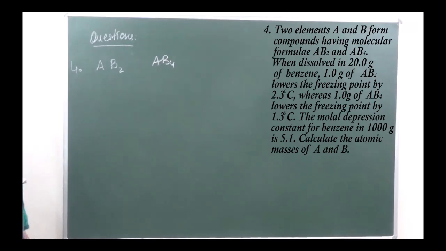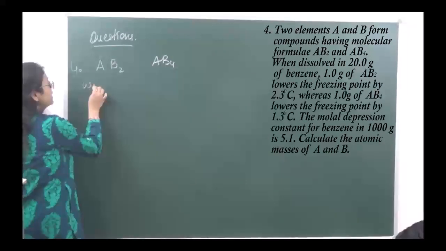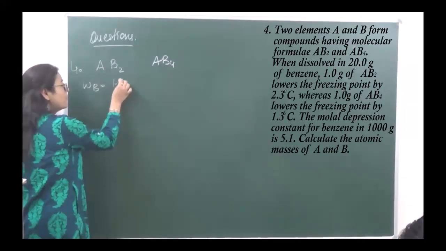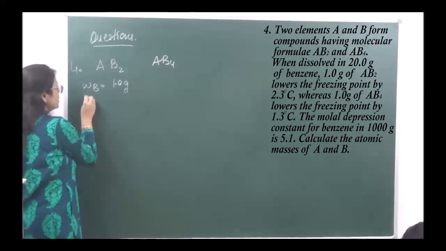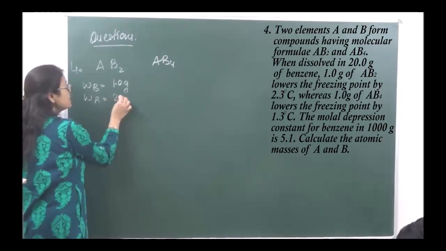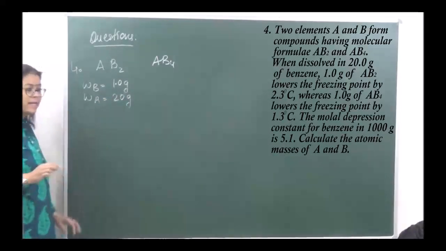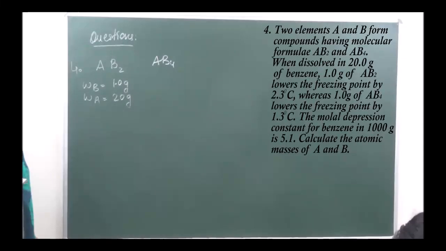So let's write down the data given to us for each of the compounds separately. So they are saying for AB2, Wb is equal to 1.0 grams. Wa, that is benzene, is given to us as 20 grams. Okay? Lowers the freezing point by 2.3.